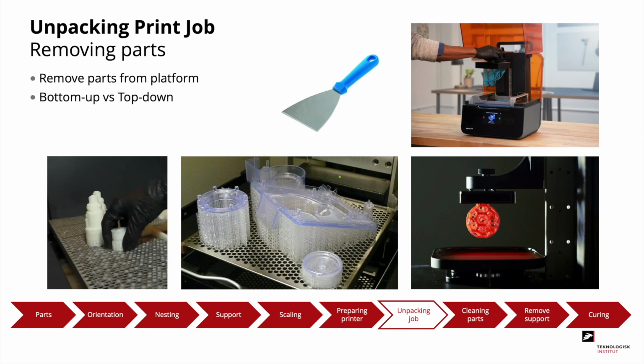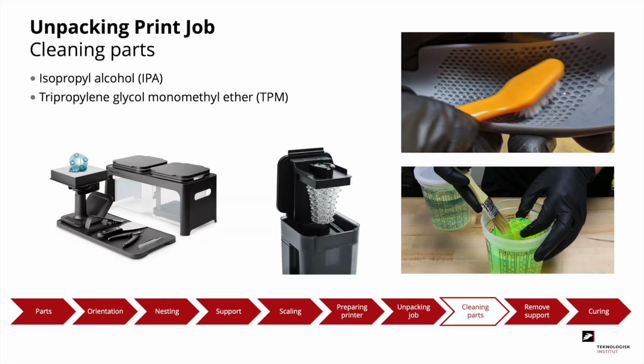When the printing is done, we need to unpack the parts. The way you remove parts from the platform is with a spatula like the one you see here. With the bottom-up printer, you need to remove the platform from the printer and turn it around. With top-down, you can remove the parts directly in the printer, but you can also remove the platform before you do it.